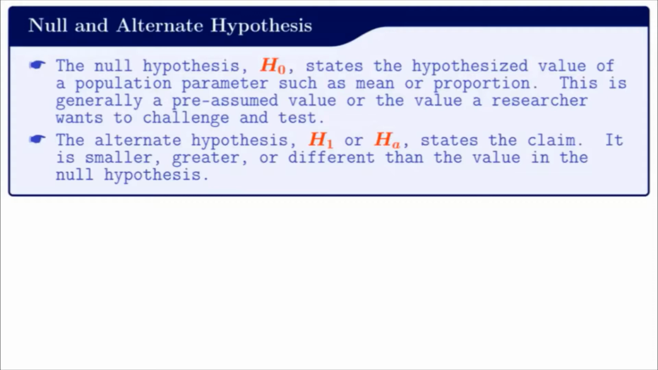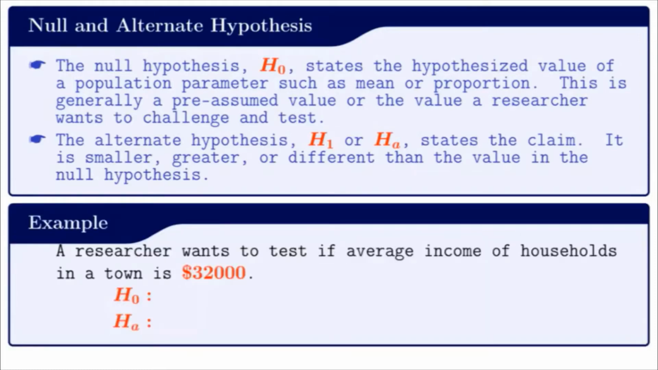We denote null hypothesis by H0 and alternate hypothesis by H1 or HA. The null hypothesis generally states the pre-assumed value and alternate hypothesis states the claim. Let's look at this example here. Researcher wants to test if average income of households in a town is 32,000. So the null hypothesis will be mean equals to 32,000. Basically, 32,000 is the pre-existing value or the value that the researcher wants to challenge. So we have this for null hypothesis.